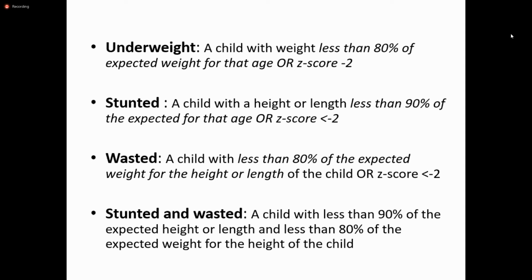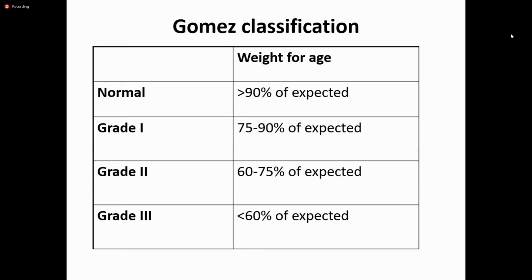Yes, sir. Okay. Now there are various classification systems depending on the parameter. A very old and famous one, which unfortunately we do not use right now, but which is very simple, is called the Gomez classification, which takes weight for age as the parameter. More than 90%, though I said in the earlier slide it's more than 80%. This is the old classification, which takes more than 90% of expected as the norm. Then grade 1, grade 2, grade 3, depending on the percentage of expected. I just need you to know the name.